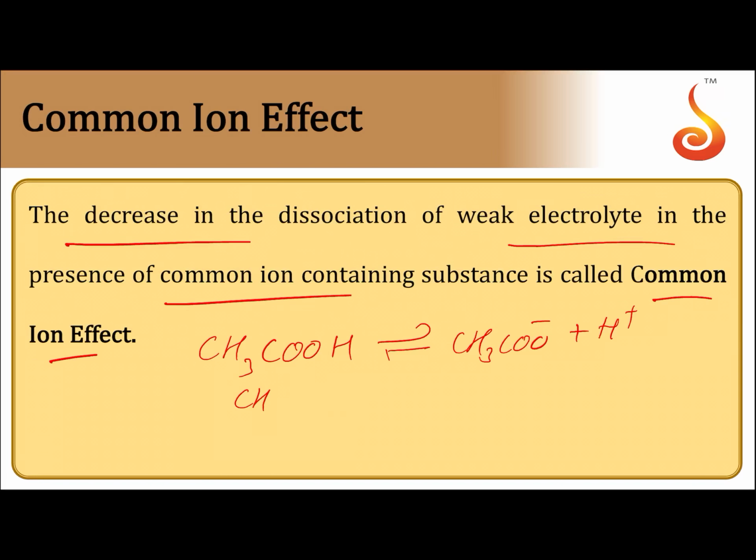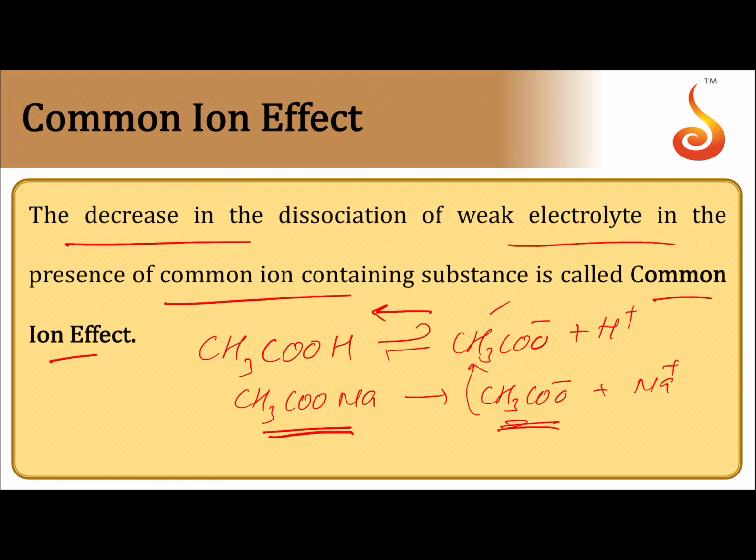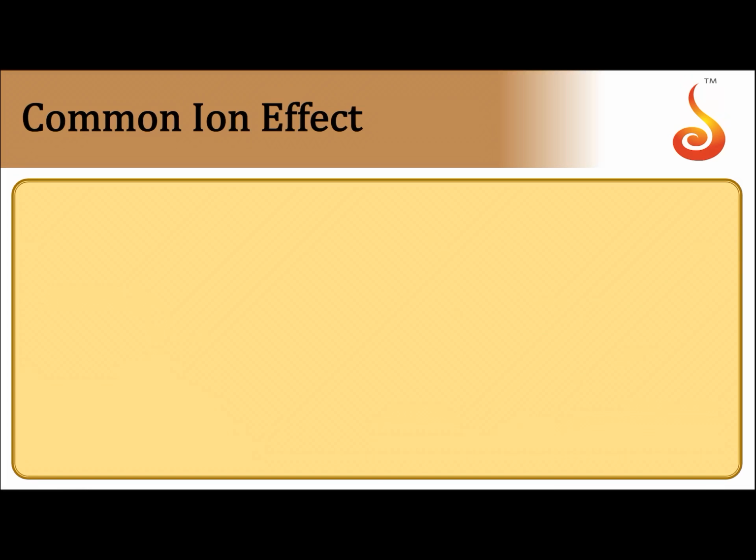Suppose we add a common ion containing substance, sodium acetate, which ionizes completely to give acetate ions plus sodium ions. Here we already have acetate ions, so sodium acetate increases the concentration of acetate ions. When these ions increase, the above equilibrium moves in the backward direction. This implies the dissociation of acetic acid is reduced in the presence of a common ion containing substance. So the decrease in the dissociation of a weak electrolyte in the presence of a common ion containing substance is called the common ion effect.